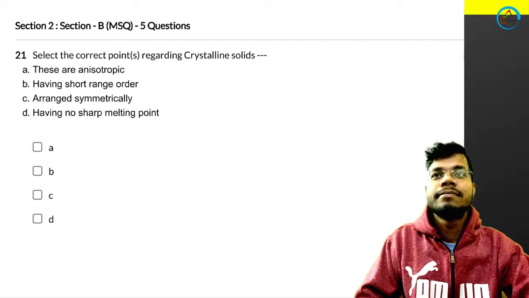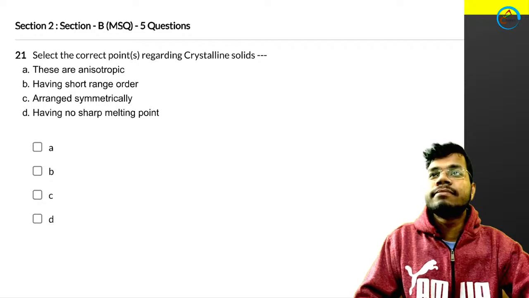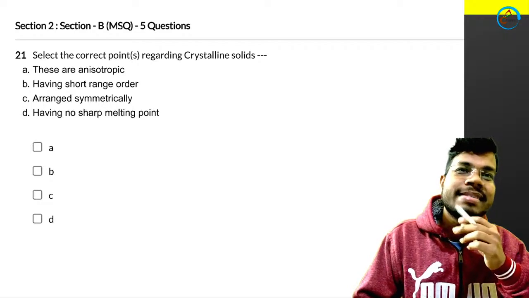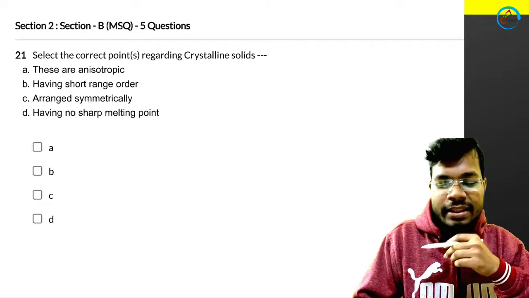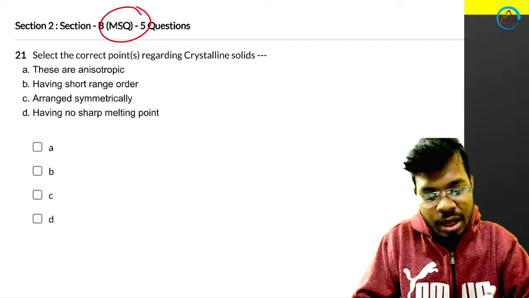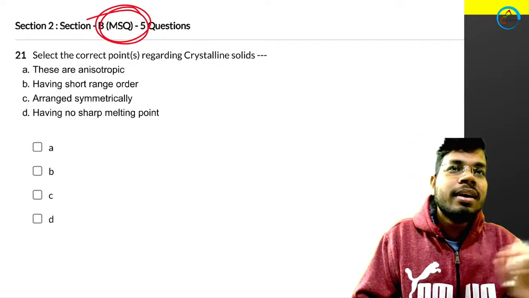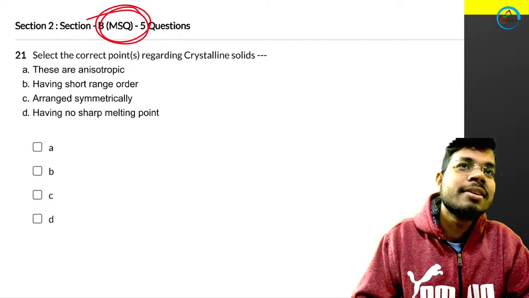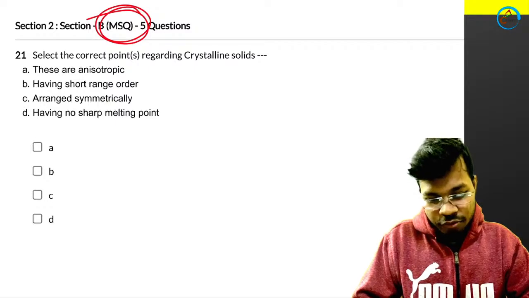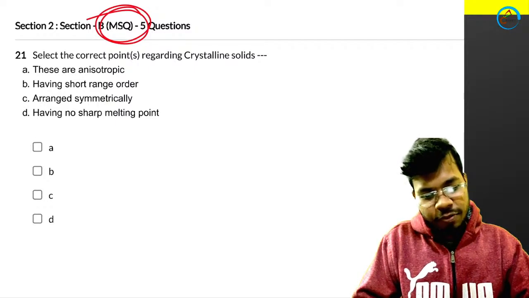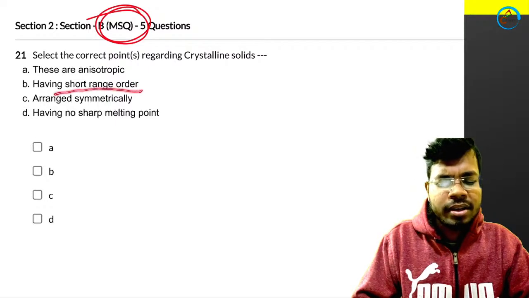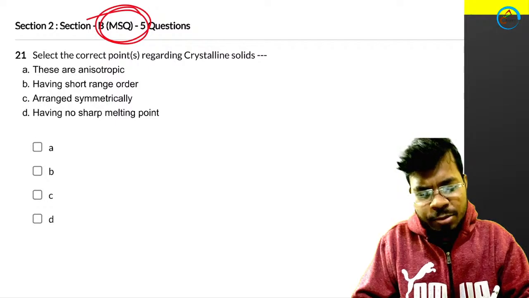Anybody? A. Some of you are saying B, C, D. SK is saying only A. This is an MSQ type question. Don't forget, it is an MSQ type question. Cinephile is saying C and D. Okay. Anything else? B, C. Okay. So first of all, how can you say that it is showing short range order? Crystalline solids don't show any kind of short range order.